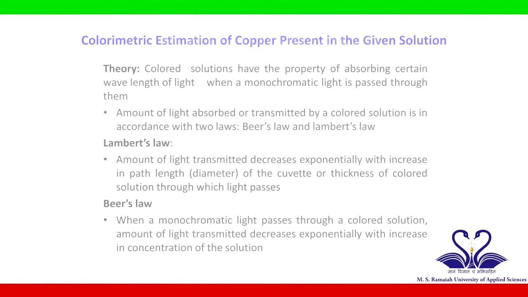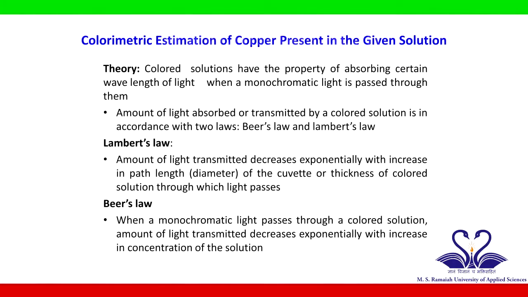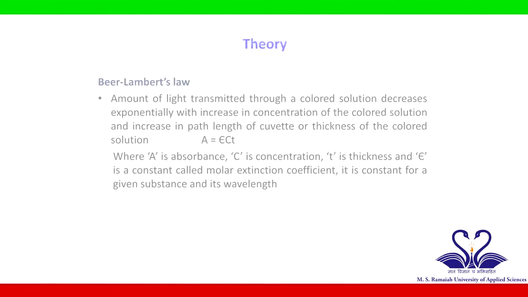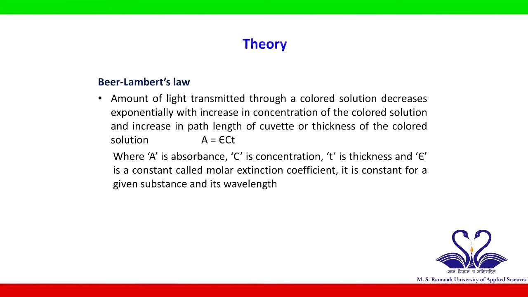Colored solutions have the property of absorbing certain wavelengths of light when a monochromatic light is passed through them. The amount of light absorbed or transmitted by a colored solution is in accordance with Beer-Lambert's law. According to Beer-Lambert's law, the amount of light transmitted through a colored solution decreases exponentially with increase in concentration of the colored solution and increase in path length or thickness of the colored solution.